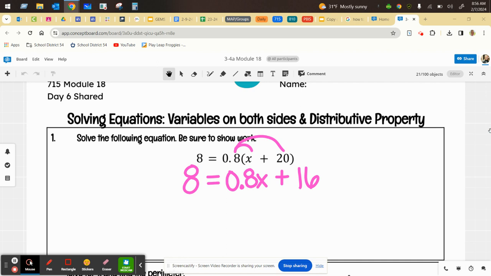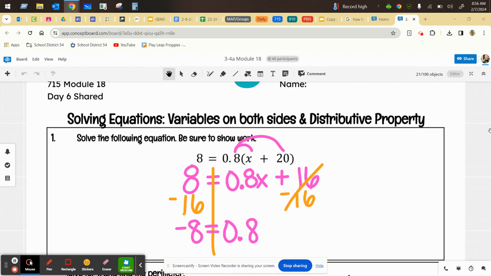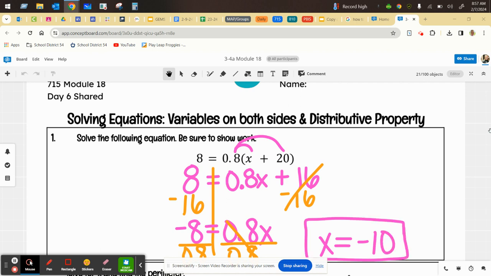There's only one variable, so that doesn't move. So instead, I need to move this 16 to get the constants on the left. 8 minus 16 is negative 8. And then the last step, we are going to divide. And you should get x equals negative 10. Excellent.